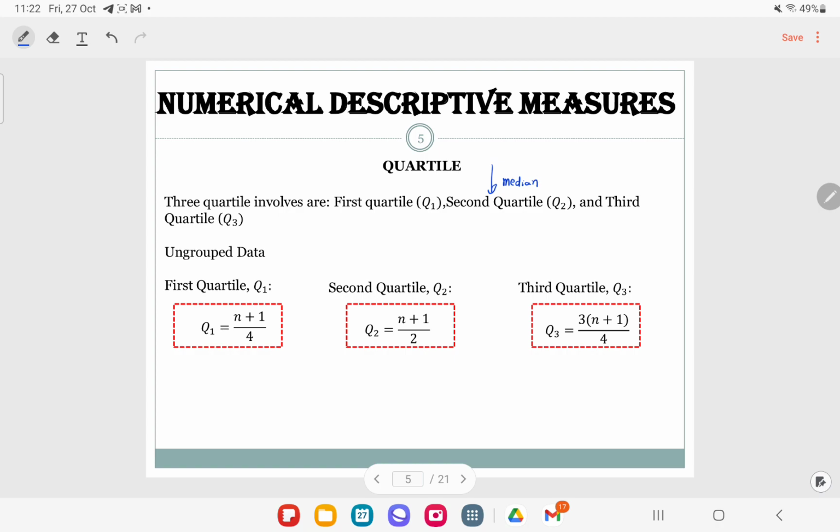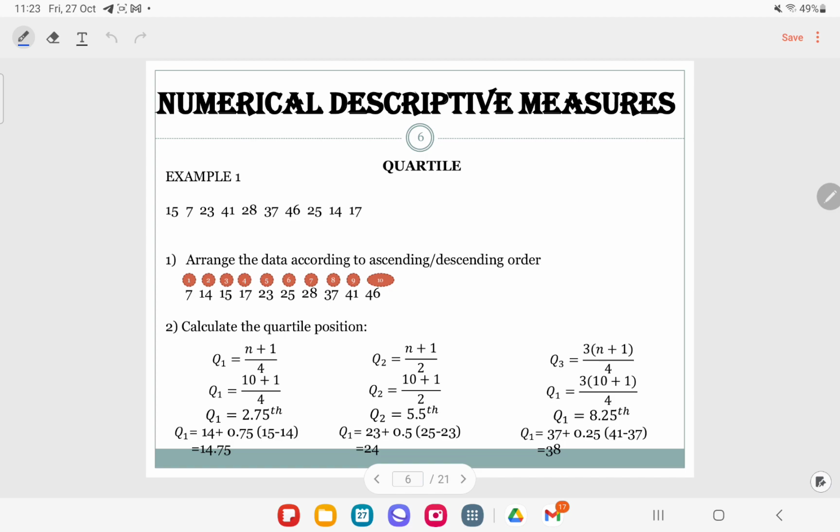For ungrouped data, remember we are talking about the position. So how do we obtain the position value? We are dealing first with ungrouped data. The first quartile position will be n plus 1 divided by 4. The second quartile is n plus 1 divided by 2, which is the same as the median. And then the third quartile will be 3 times n plus 1, divided by 4.